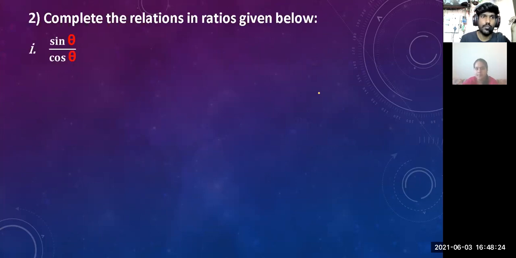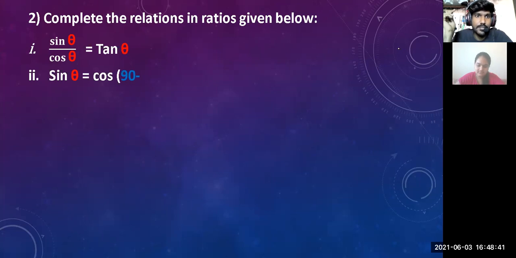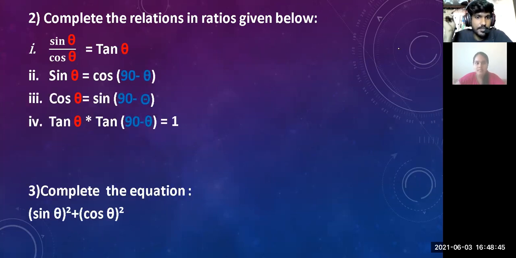Okay, so you have to complete the relations in the given ratio. So just the formulas which we studied. So sine upon cos is? Tan theta. So this is tan theta. Okay, this we did not study. We'll do this later. Okay, complete the equation. Sine square theta plus cos square theta is equal to 1.